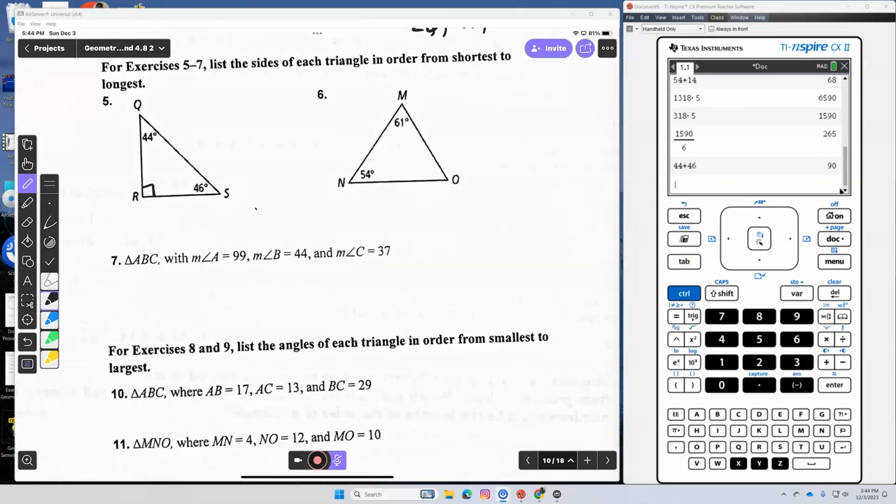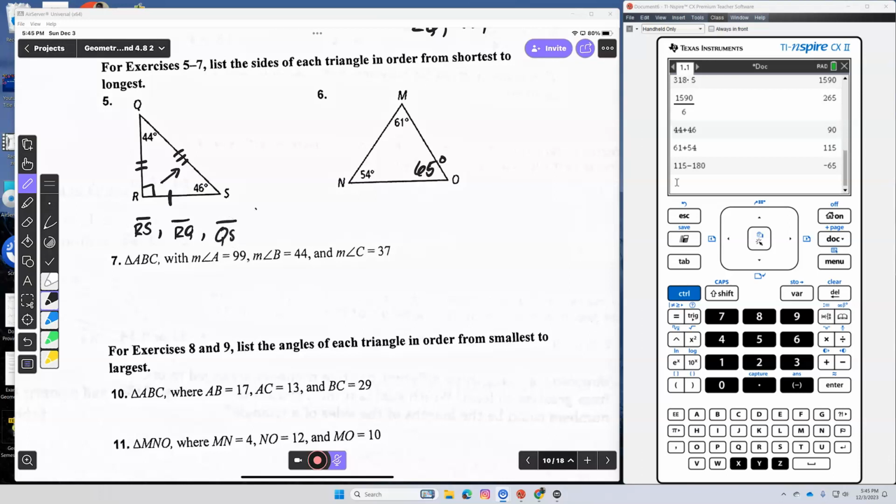For exercises 5 through 7, list the triangle sides in order from shortest to longest. Okay, so I know that 44 plus 46 is 90, and then the other angle would have to be 90. So I know that QS is the longest because it's opposite the biggest angle, so I'm going to say 3. The next longest is across from 46, so I'm going to put 2 markings, and then the shortest is the one opposite 44. So it's going to be RS, then RQ, and then QS.